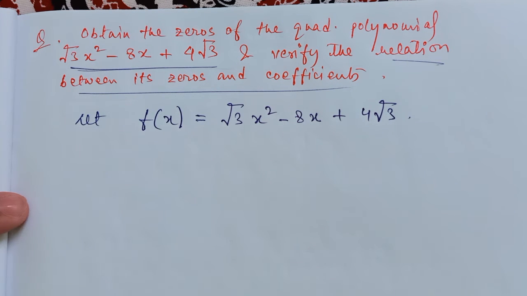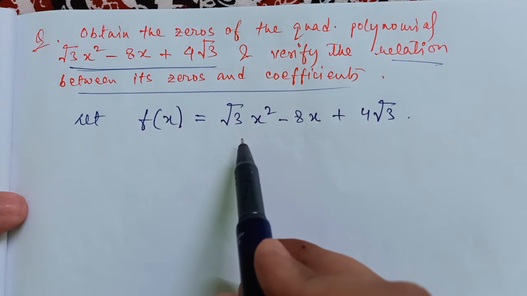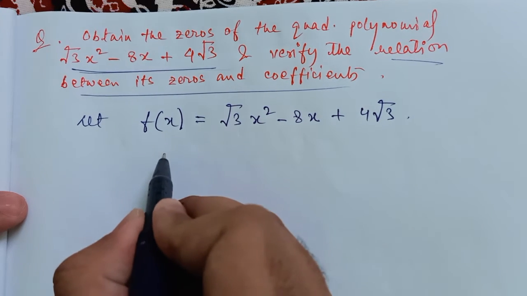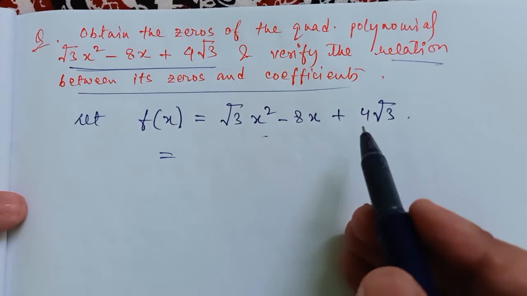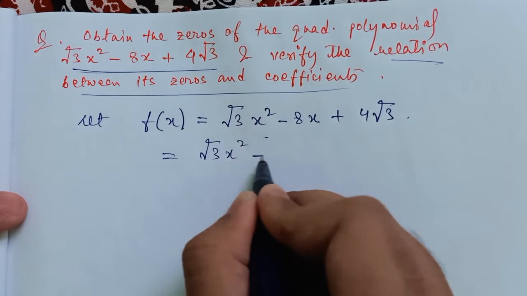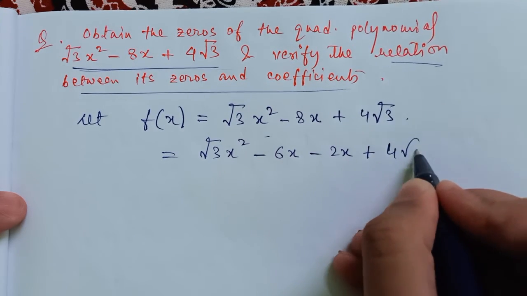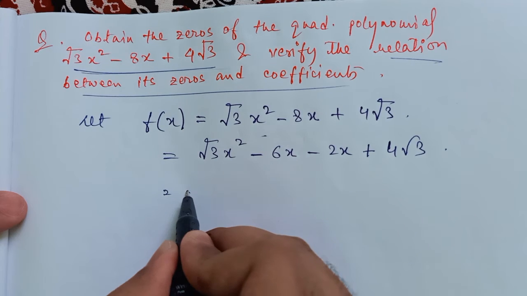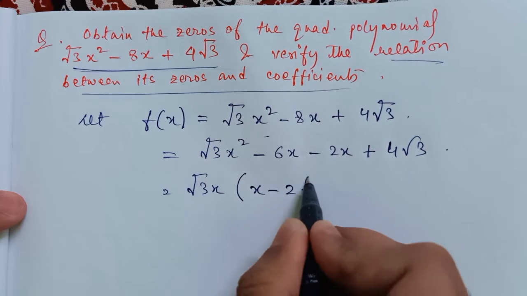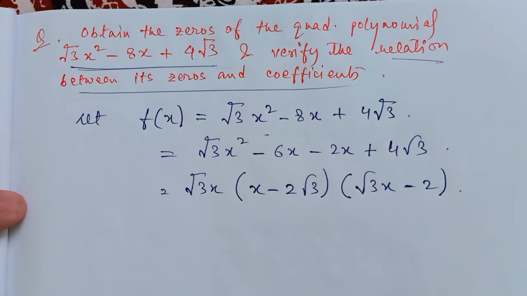You have to find the zeros, okay? So for finding the zeros, we shall try to factorize this. This can be factorized with the help of the middle term. So if you do the middle term split, it will be root 3 x square minus 6x minus 2x plus 4 root 3. From here you can take root 3 x as common, so you will be left with root 3 x (x minus 2 root 3) minus 2 (x minus 2 root 3).